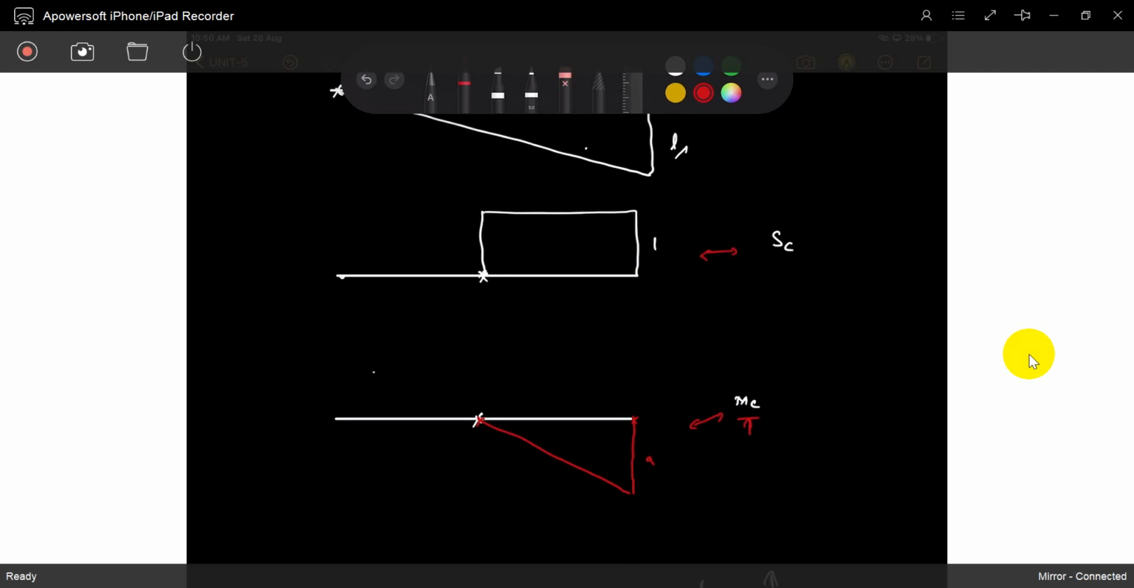This way you can develop for any type of determinate structures. Every determinate structure is a straight line variation. There is no parabolic distributions, parabolic changes. Are you getting it? So now I will give an assignment.